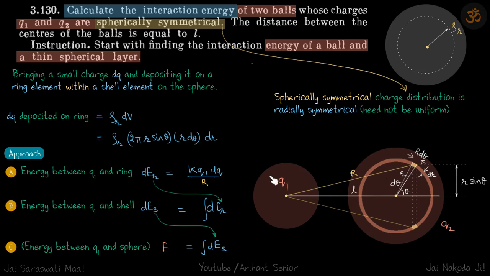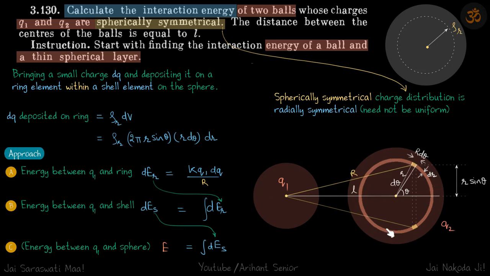Now this is the interaction energy between q1 and this ring. So now after that we are going to integrate such that we get all these elements on the shell. So energy between q1 and shell will be integration of all those small rings, so integral of DER. So it's still a small shell, so it's going to be still elemental interaction energy. Let's call it DES, S for shell. So DES is the energy between q1 and elemental shell.